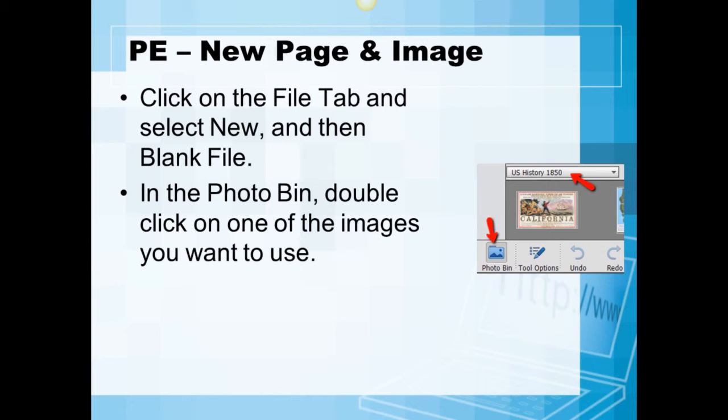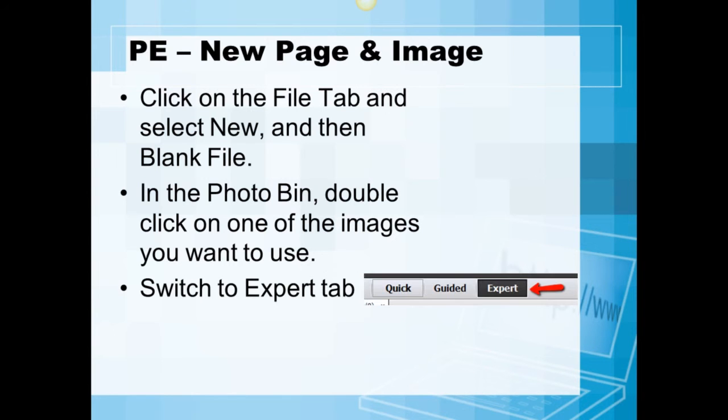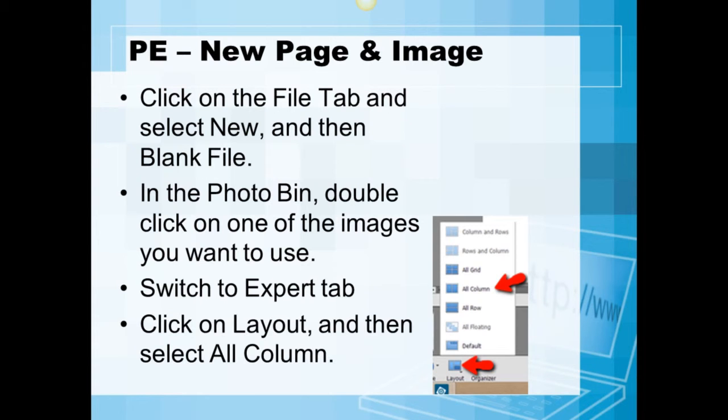The next step is to go to Photo Bin, select US History, and now double click on one of the images that you're going to use within your news article. Now click on Export, and then under that click on Layout and All Column. What this will do is put the image and the new page side by side.